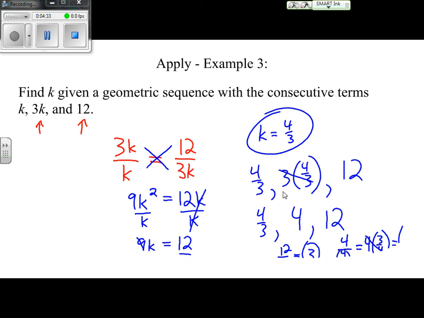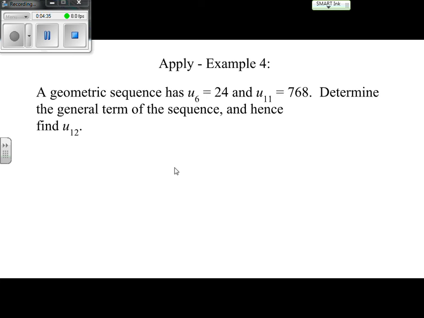All right, let's look at one more semi-advanced example of geometric sequences. Again, we saw a similar example to this on our sequences video from a couple lessons back. A geometric sequence has a 6th term that's equal to 24, an 11th term that's equal to 768. Determine the general term of the sequence and hence find the 12th term.